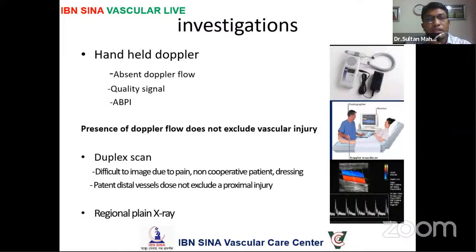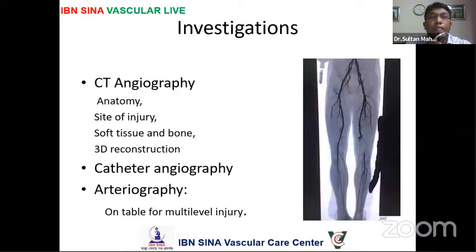Duplex scan is difficult to image due to pain, non-cooperative patients and dressings. Patent distal vessels do not exclude proximal injury. These are the drawbacks of duplex scans. And we can do regional plain X-ray. CT angiography, we can see the anatomy, site of injury, soft tissue or bone, and 3D reconstructions. Catheter angiography and arteriography.